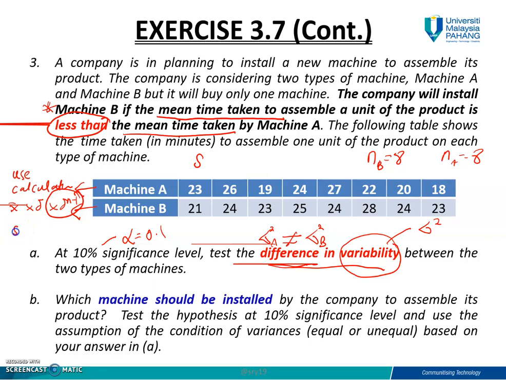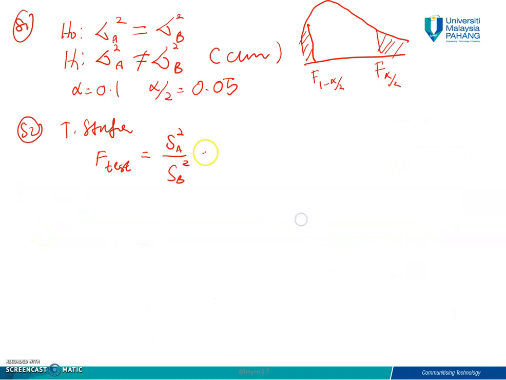Some of you have Sx. So this is the sample standard deviation. If you calculate, you get here 10.5536. So this is S square already, and the other one is 4, if I'm not mistaken. So no need to square it.